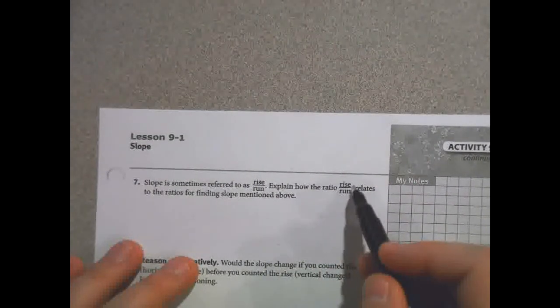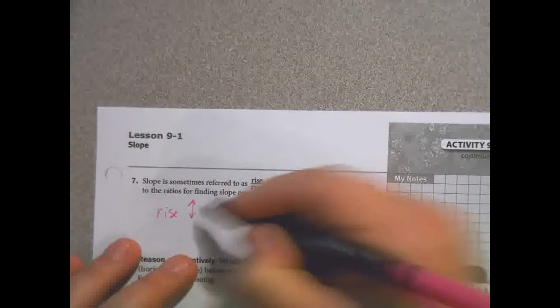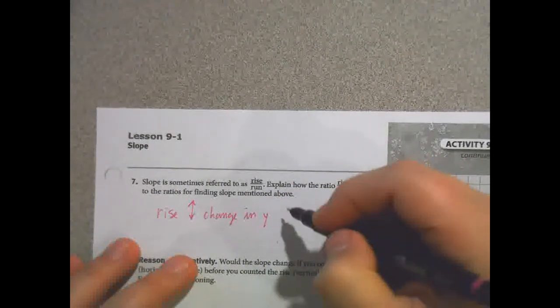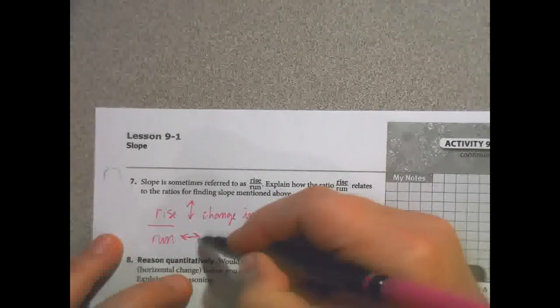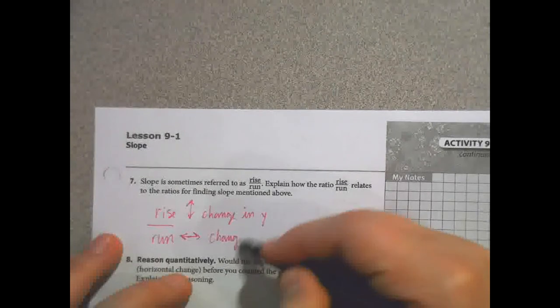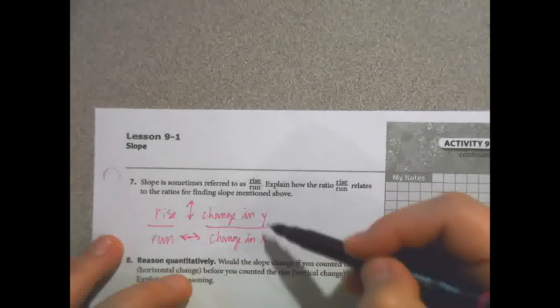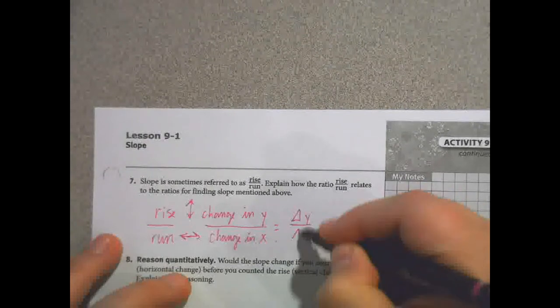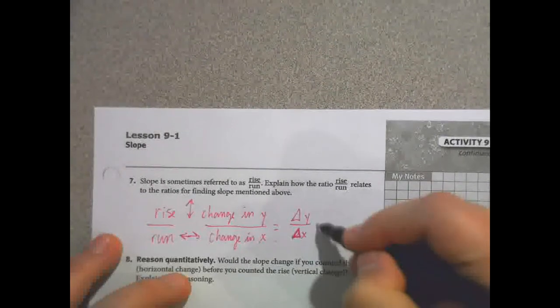Slope is often referred to as rise over run. What do we mean by rise over run? Well, rise is up and down, so that's my change in Y. And run we refer to as left and right. That would be my change in X. So that's what we say when we say rise over run. We're talking change in Y over change in X, which again we write as delta Y over delta X, which I didn't do a good job making a delta there. And then again we refer to slope as M.